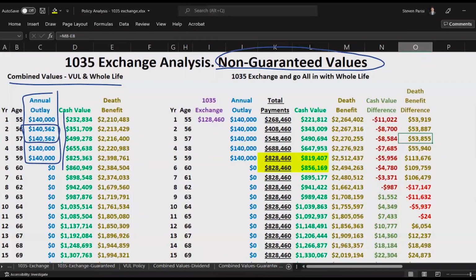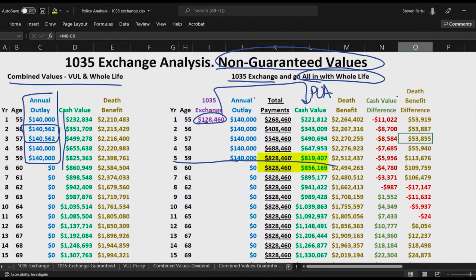Compared to the 1035 exchange, and just go all in with the whole life insurance product. Just say, hey, I'm getting rid of this VUL. What do things look like over time? There's your 1035 exchange, pure PUA infusion. 100% of that goes toward PUAs, dumping money into cash value. Break-even point between years 5 and 6, close to year 5.